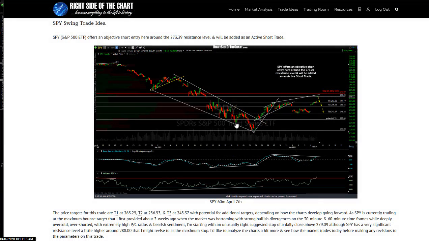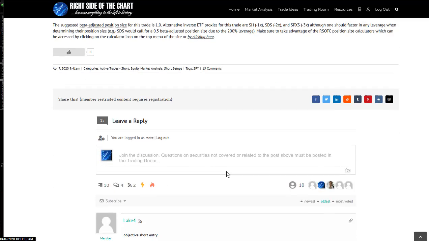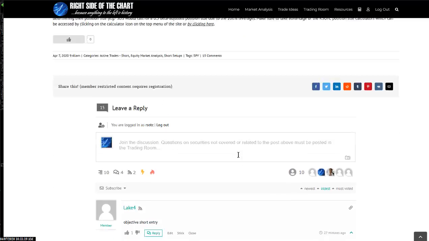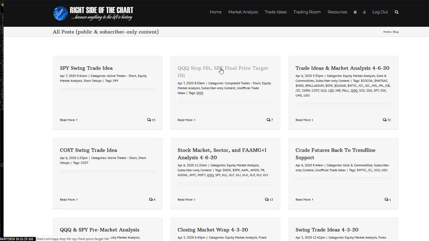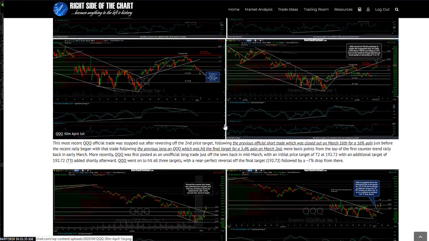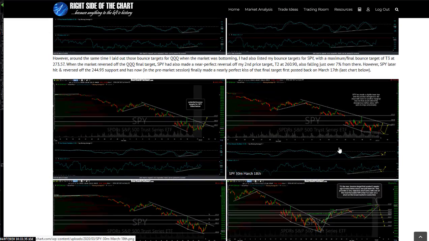And as I said in that reply down below, I think I made it pretty clear in the previous post this morning, when you look at the pre-market comments, which way I was going to go there. I mentioned that QQQ was hit, but SPY had hit that final price target. Again, that goes back on this post, if I click on it all the way back here.